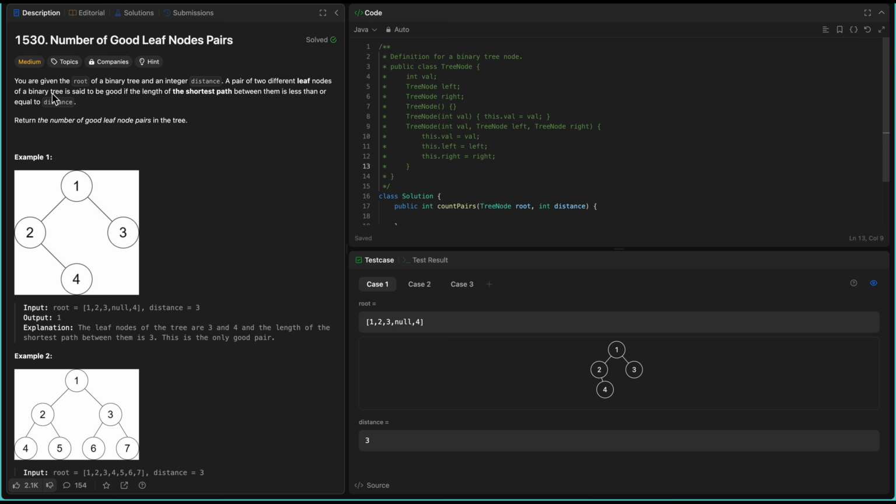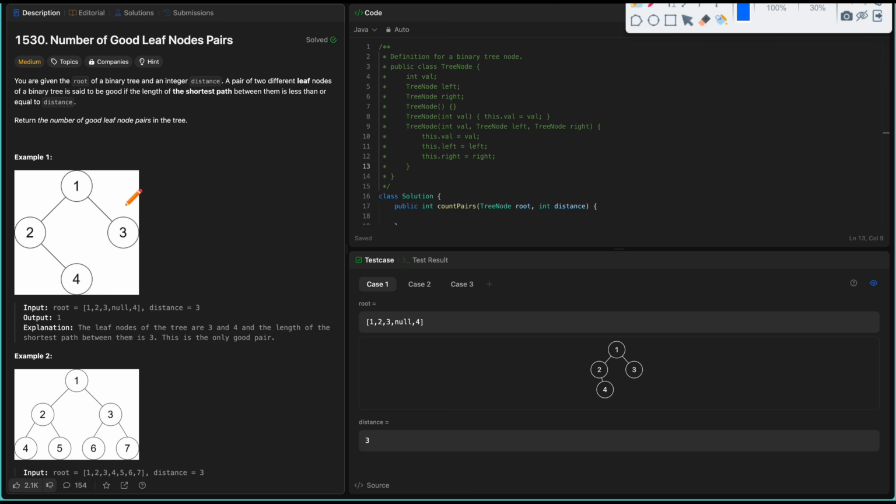A pair of two different leaf nodes of a binary tree is said to be good if the length of the shortest path between them is less than or equal to distance. Return the number of good leaf node pairs in the tree. Then they have given some examples as well.